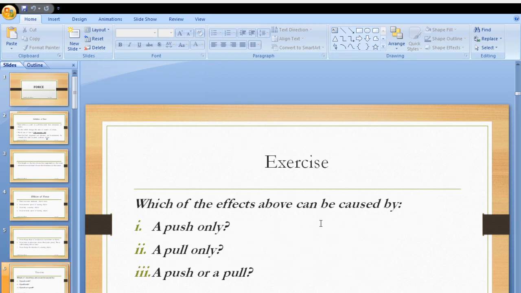Let me give you an exercise. Which of the effects that we have just seen in our previous slides can be caused by a push only, a pull only, or a push or a pull? You can try to interact. It's just there to ignite your thinking. You can check on it.